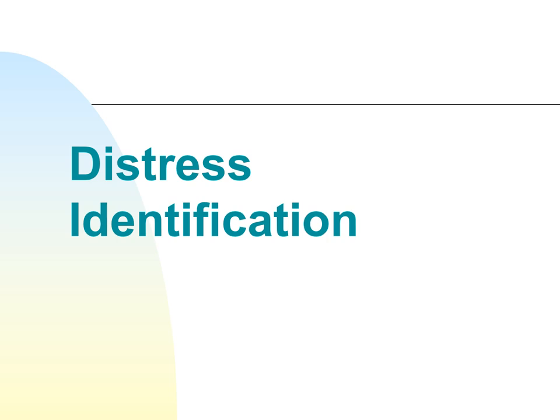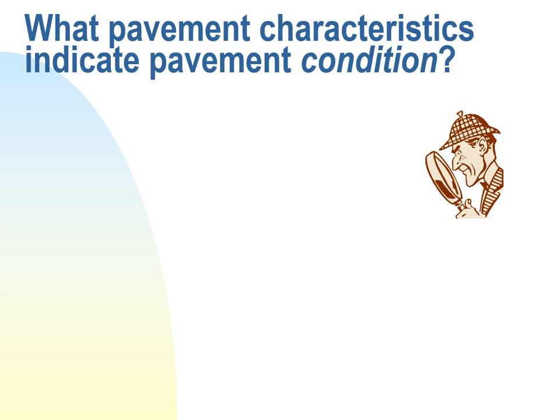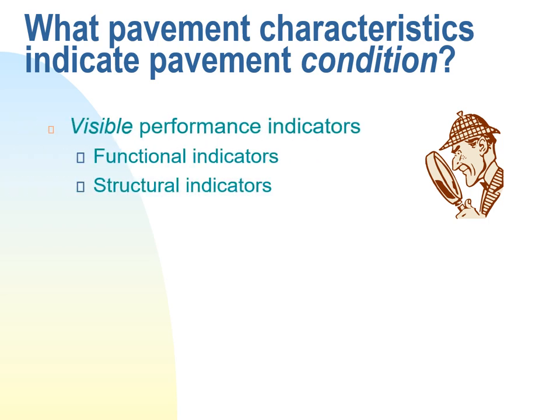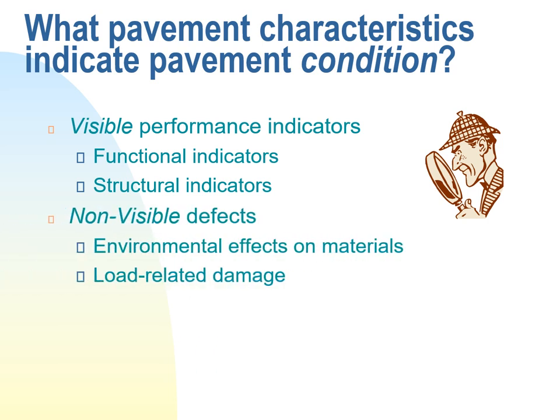Distress identification. What pavement characteristics indicate pavement conditions? Visible performance indicators. Under that, functional indicators, in which rideability is considered, and structural indicators, in which basically the body of the pavement is considered.